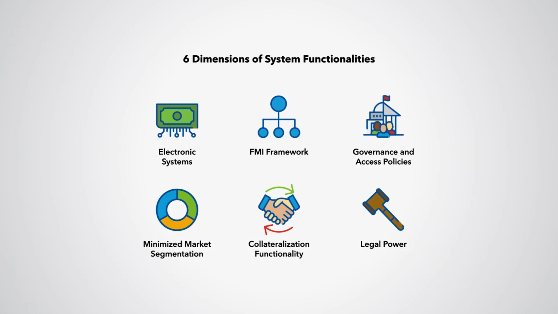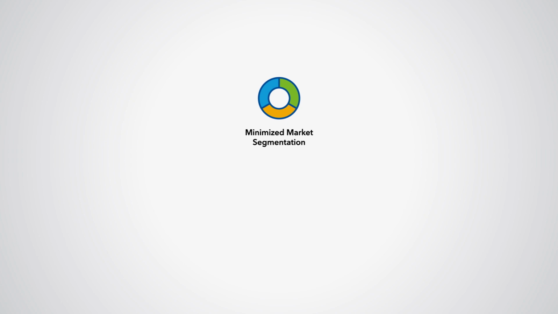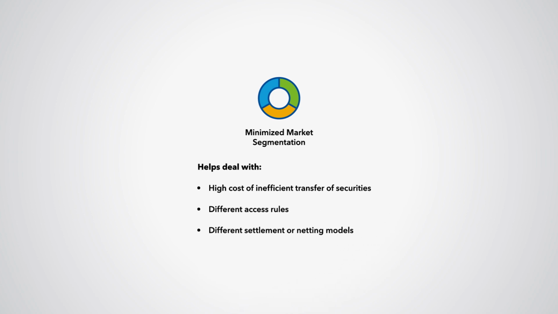If multiple CSDs or CCPs exist, market segmentation between the systems should be minimized. This dimension of system functionalities helps deal with the high costs and inefficient transfer of securities, different access rules, and different settlement or netting models. These issues of market segmentation can limit the potential for secondary market development and make the repo market unviable.